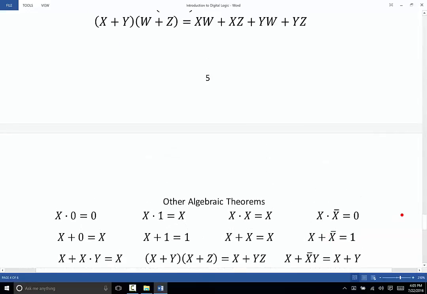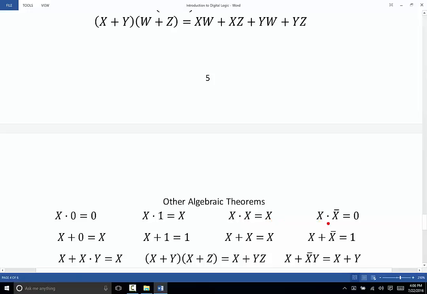Now, there are other algebraic theorems, and these all have special names. There's the identity theorem with 0. There's the identity theorem with 1. There's the self-identity theorem, I think it's called. But if you think about each of these, they make sense. No matter what you AND with 0, you're always going to get 0. And no matter if you have anything ANDed with 1, you're just going to get the original thing back again. ANDing it with 1 doesn't make any difference. If you AND something with itself, you're going to get that same thing back again.